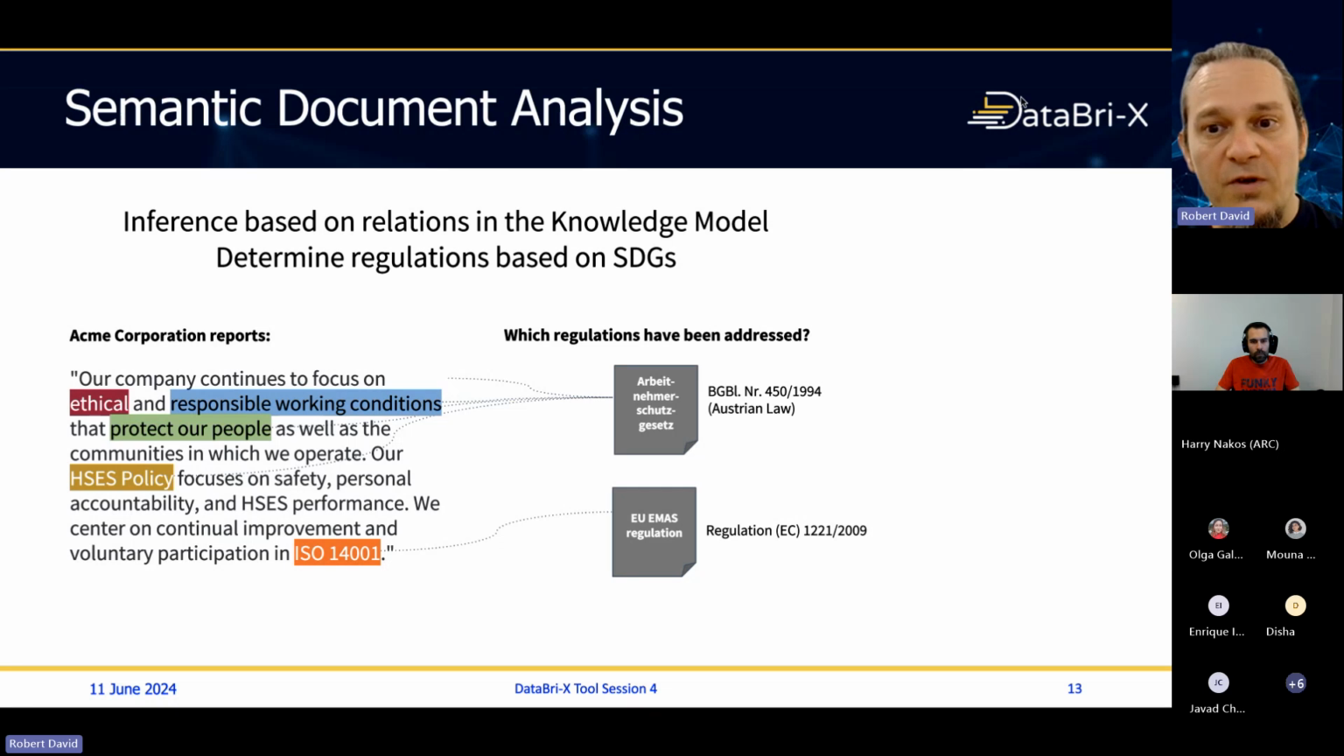So we can go a step further and use the knowledge model to draw some conclusions for this document and ask the question which regulations have been addressed. The SDGs are linked in the knowledge model with other concepts. And here we see that we can identify an Austrian law, the Arbeitnehmerschutzgesetz, that is related to what is found in the document. And at the bottom, the EU EMAS regulation, which is also associated with this document.